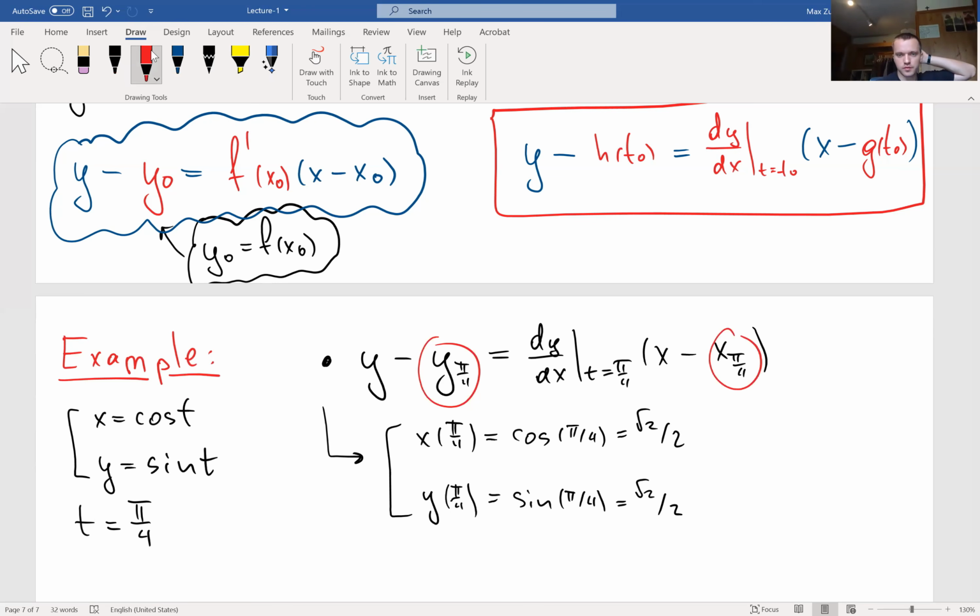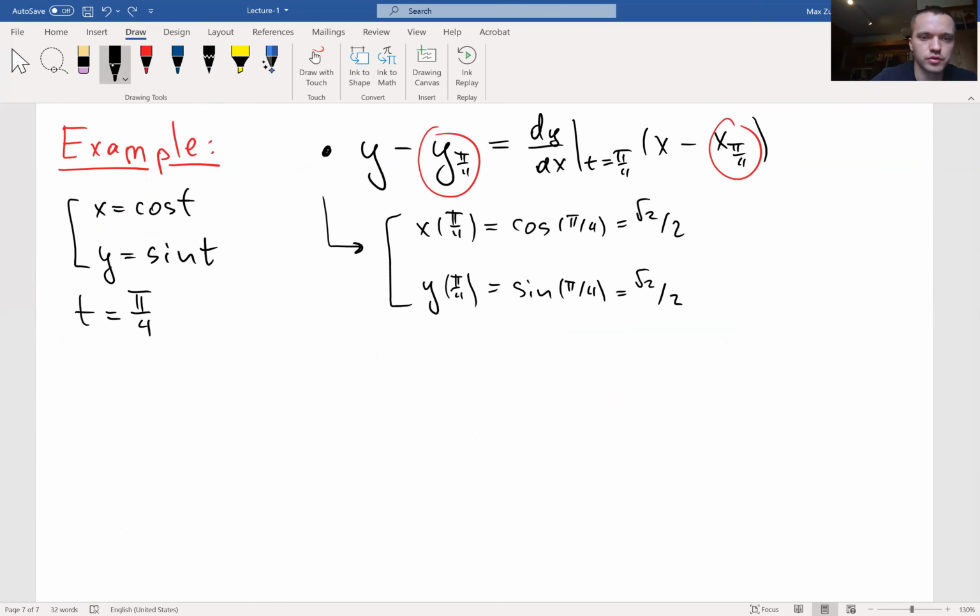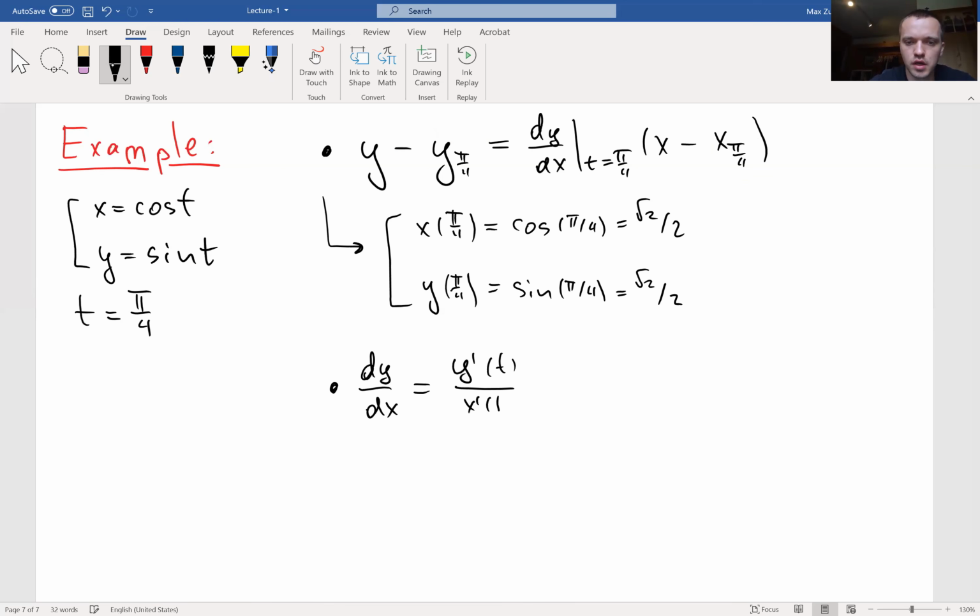By knowing these two values, we already figured out the first component and second unknown component. The only thing left is to find the derivative of the parametric function. To find the derivative, what do we need to do? I have just dy over dx, which is equal to y prime of t divided by x prime of t. So I'm going to have cosine t over sine t. Then I plug in t is equal to pi over 4.